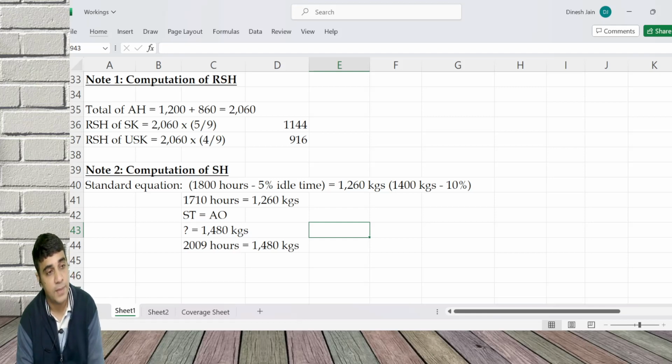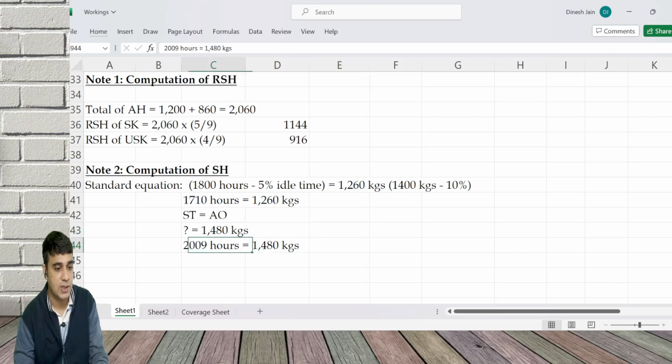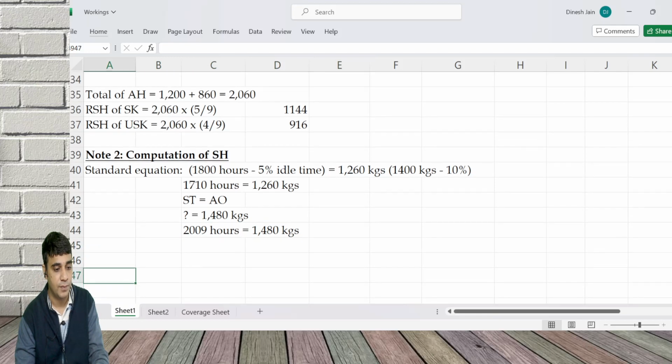This problem is without idle time. It is not a with idle time problem because they have not given the actual idle time. We'll see problems where actual idle time will be given, then that will go in that category. Any doubts on this? Then SH of skilled and unskilled is 5 to 4.